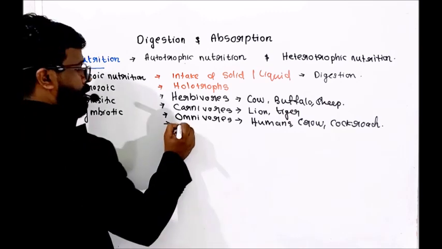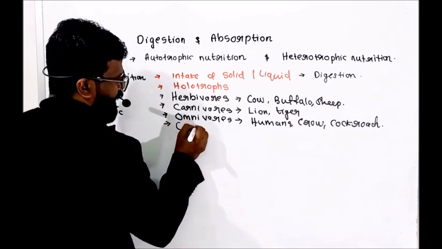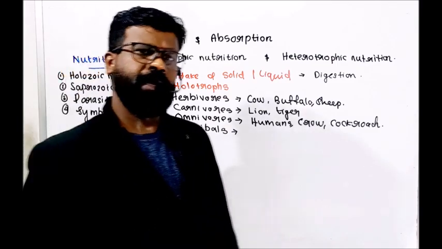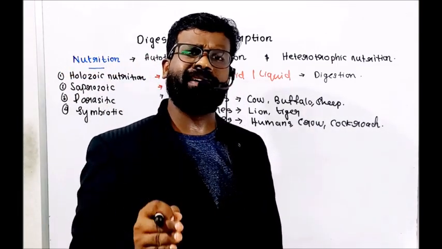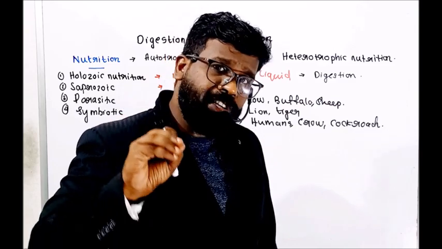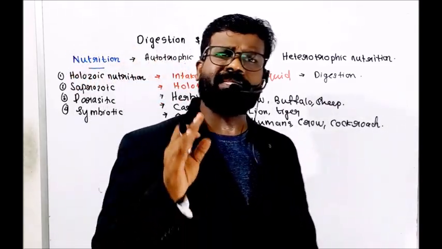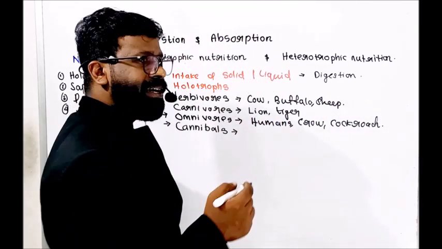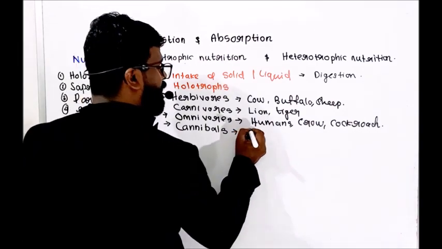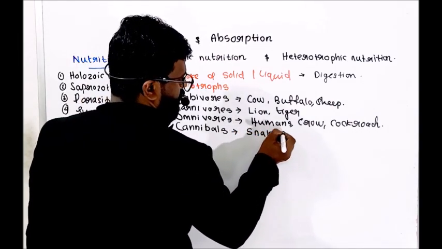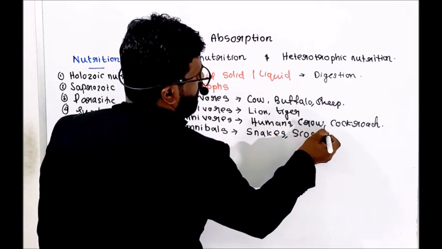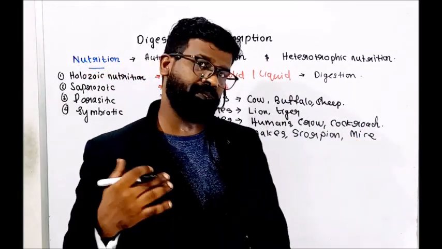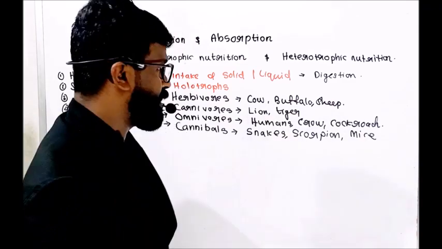Next is cannibals. Cannibals means the animals which feed on individuals of their own species. Examples are some snakes, scorpions, mice. These are examples of cannibals. They feed on individuals of their own species.